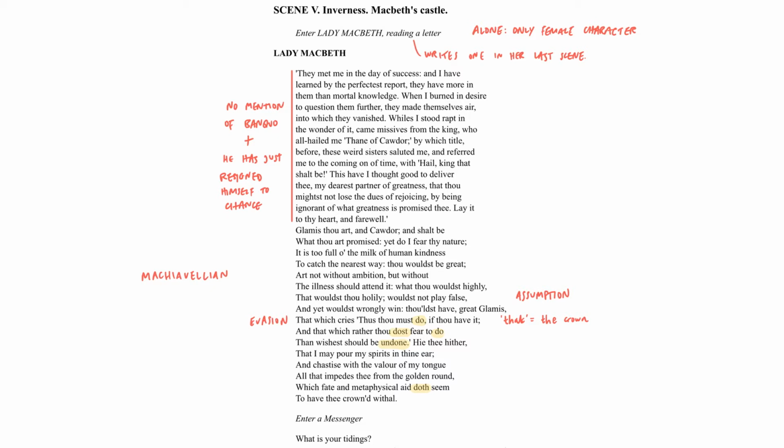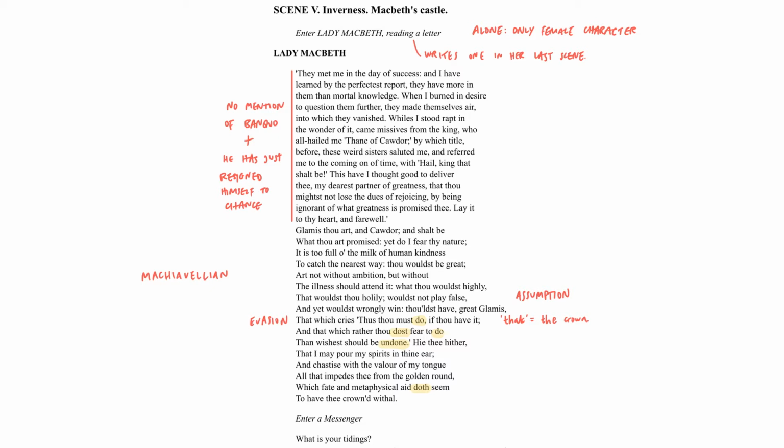Well, the solution is, "Hie thee hither, so hurry here, that I may pour my spirits in thine ear, and chastise with the valour of my tongue all that impedes thee from the golden round, which fate and metaphysical aid doth seem to have thee crowned withal." So the solution is that when he comes to her, she will be able to correct him, goad him, taunt him, using her words. So her power, her valour, her strength is in her tongue.